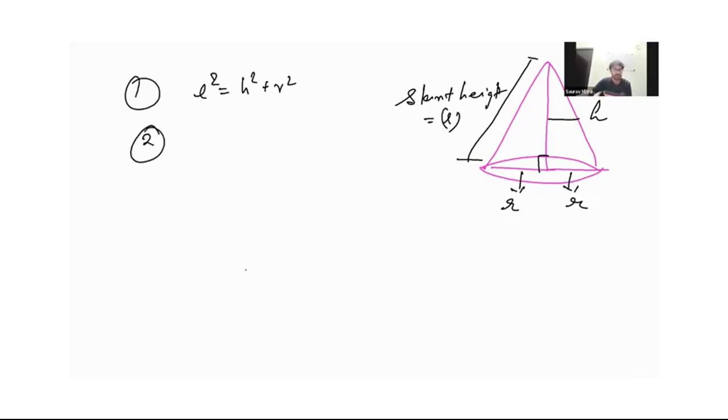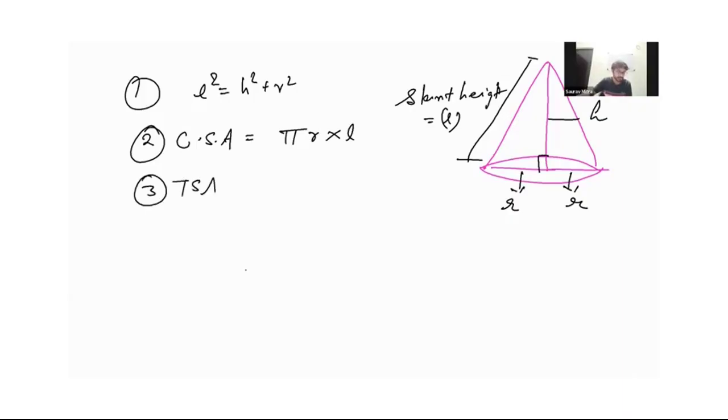Now the second one is your curved surface area. What is the curved surface area? It will be pi r into L. Since there is one base here, it is pi r multiplied by L. So this is your pi r L, the curved surface area.